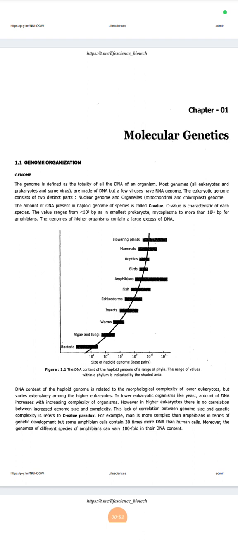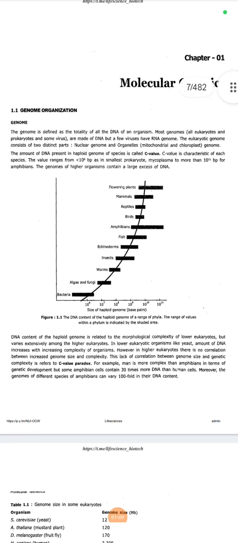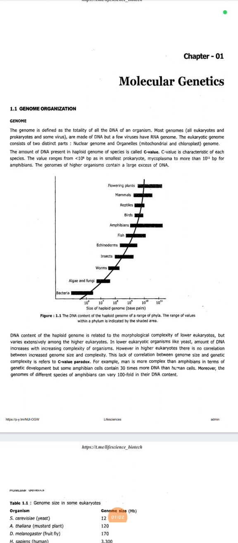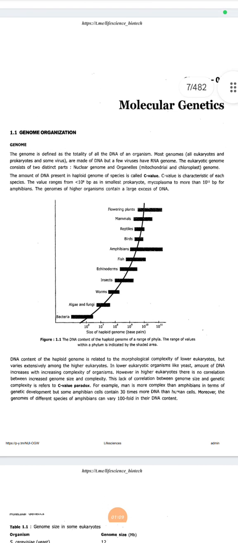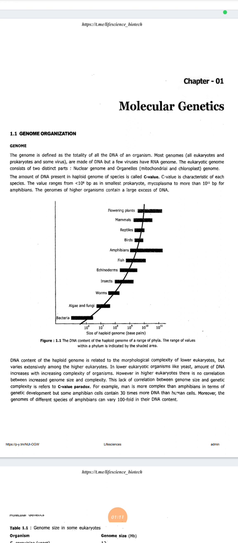The amount of DNA present in the haploid genome is the C value. The C value is a characteristic of each species; each species has a different C value. The value ranges from less than 10 to the power 6 base pairs in the smallest prokaryote, Mycoplasma, to more than 10 to the power 11 base pairs for amphibians.